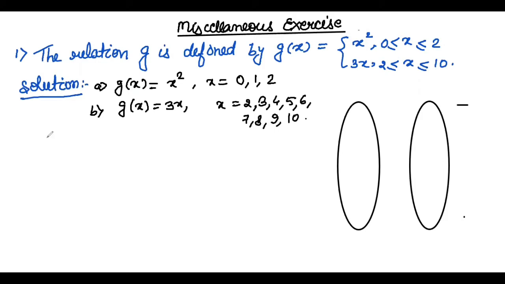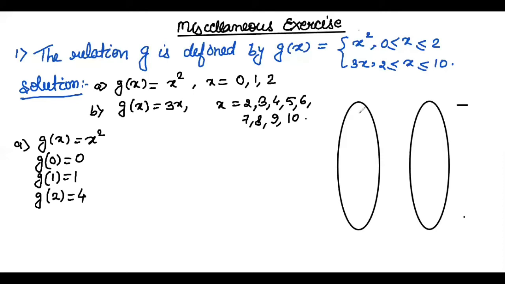The first is g(x) equals x square. So when we apply x equals 0, g(0) is 0. Then g(1) is 1. Then g(2) is 4. This is x, this is g(x). So 0, then 1, then 2. Here we are getting 0, 1 and 4. So 0 is connected to 0, 1 is connected to 1 and 2 is connected to 4.